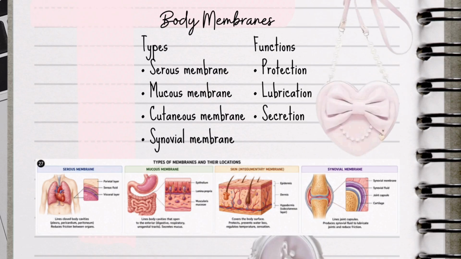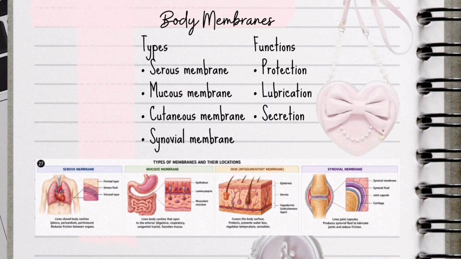Mucous membranes, or mucosae, line passages that open to the external environment, including the digestive, respiratory, and urinary tracts. They produce mucus, which protects and lubricates these surfaces. The cutaneous membrane is simply the skin, the body's protective outer covering. Last, synovial membranes line movable joints and produce synovial fluid, allowing bones to glide smoothly during movement.